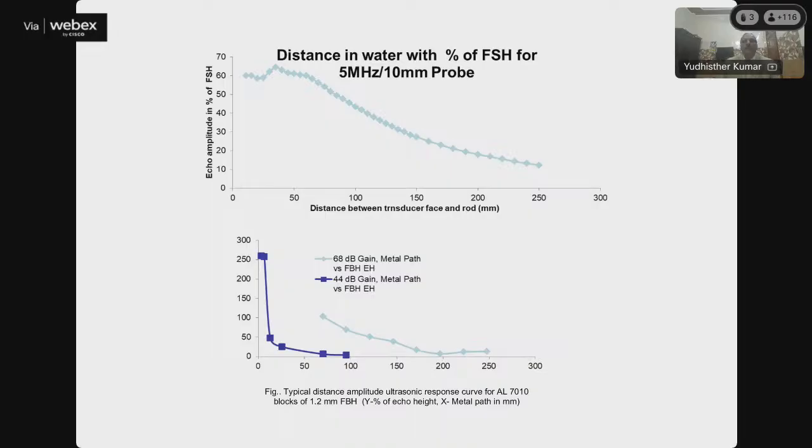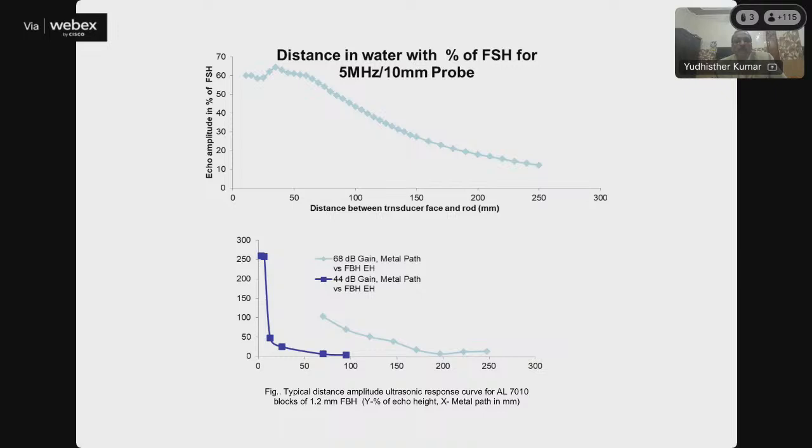This is the transducer. When we are sizing a defect, we should have the transducer characteristics, what transducer we are using. So this is the distance. This is the transducer, a 5 megahertz transducer, 10 millimeter probe we have used, and by using this transducer, we have plotted a distance amplitude curve, a typical distance amplitude ultrasonic response curve, using an aluminum 7010 block of 1 to 1.2 millimeter flat bottom holes.